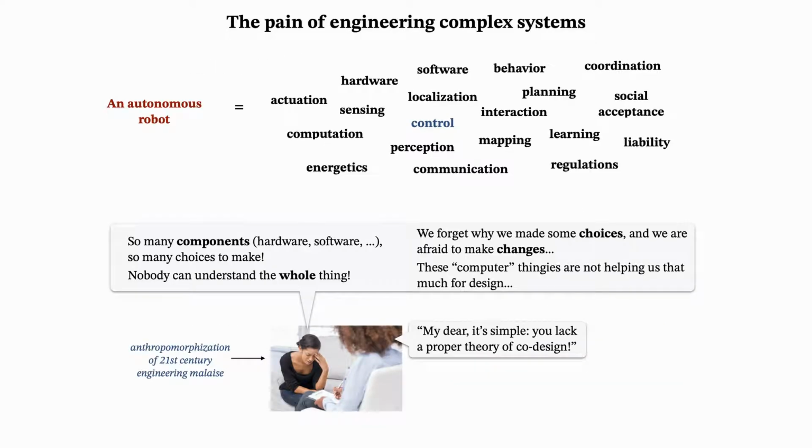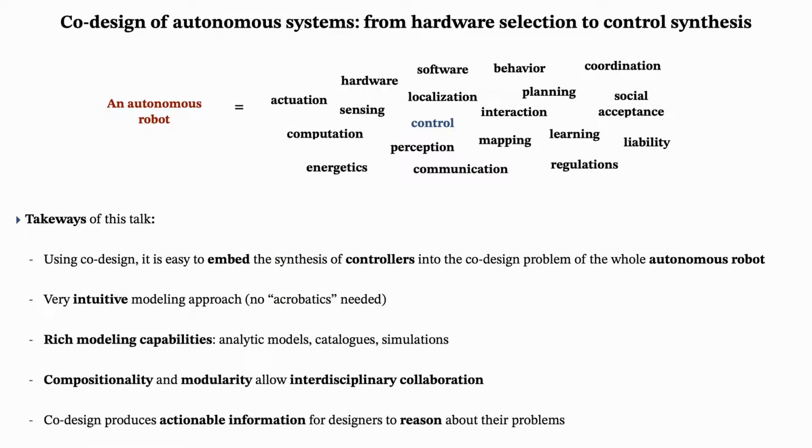This work addresses some of the pain related to the engineering of complex systems. If you think about it, the design of an autonomous robot involves many different building blocks, such as perception, control, planning, energetics, and communication. These components range from hardware to software, and having a good understanding of the whole system is very difficult. In particular, we lack a formal theory to optimally co-design heterogeneous systems. In this work, we tackled this issue by proposing a co-design framework which allows one to embed the synthesis of controllers into the co-design of the whole autonomous robot.